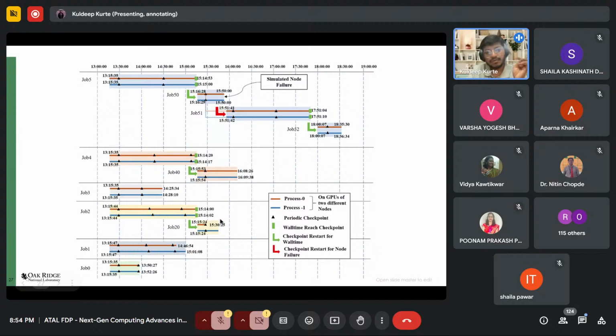Then after that it finished within some time, within 15 minutes or so. So that was the second scenario, where the job was terminated due to the scheduling policy, due to the wall time limit. And then the third and last scenario was the failure.